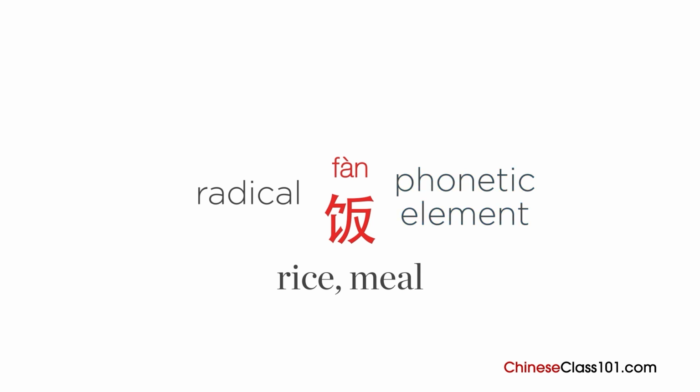For example, let's look at the character fan, rice or meal. Its radical indicates that this word is related to food or eating. The second part, fan, is a phonetic element. It suggests that its pronunciation is close to the pronunciation of the character fan, meaning opposite.